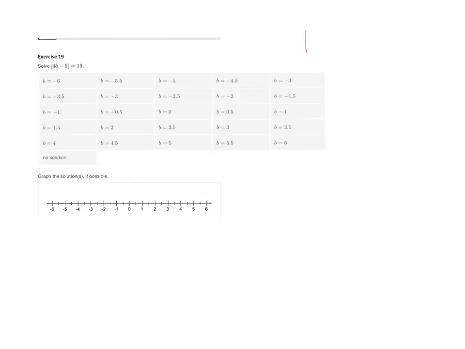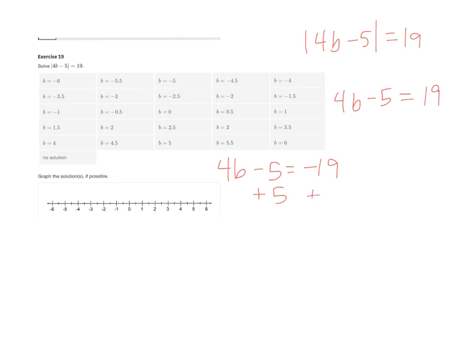Here we have the absolute value of 4b minus 5 is equal to 19. So we're going to have 4b minus 5 is equal to 19. And we're going to have 4b minus 5 is equal to negative 19. I'm going to start with this one on the left first. I'm going to add 5 to both sides. That's going to give me 4b is equal to negative 14. Divide both sides by 4.